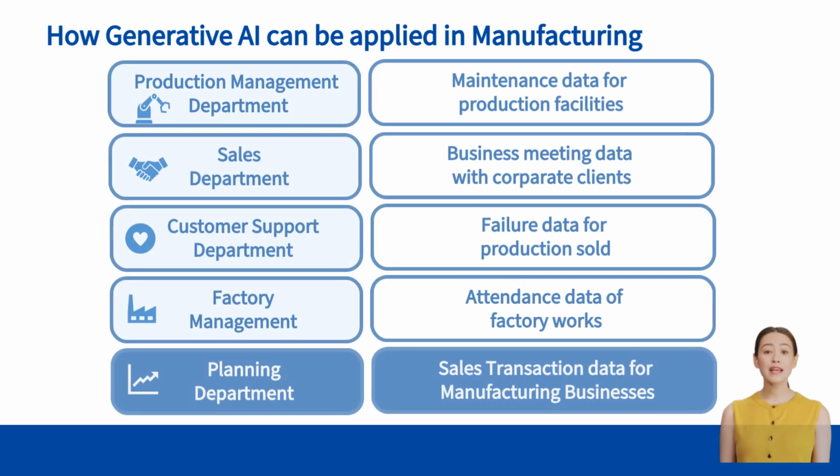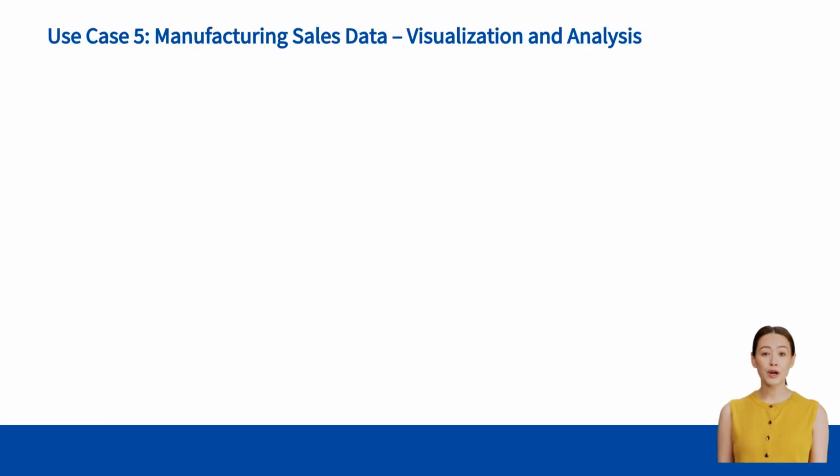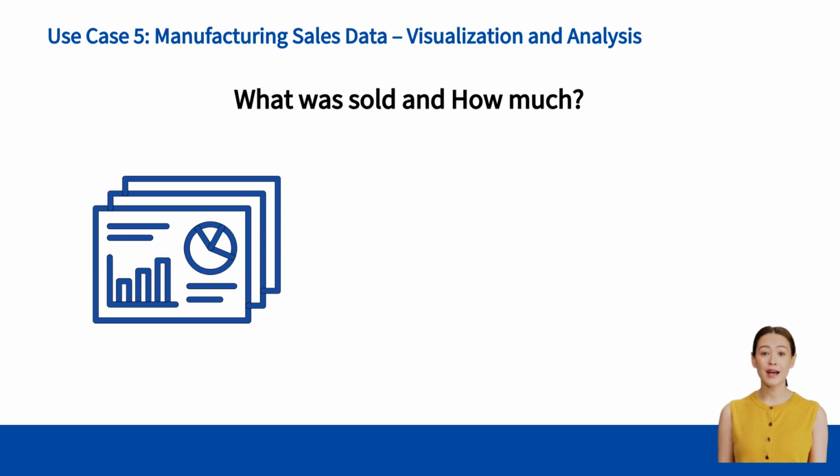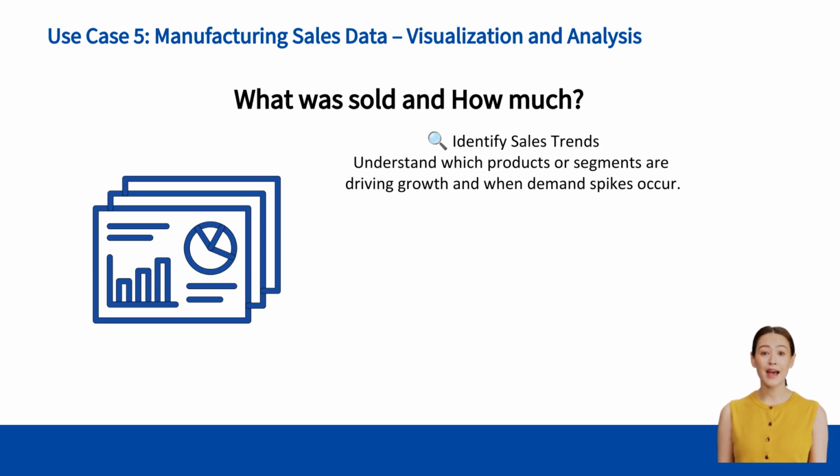Now, let's take a look at how teams and planning departments can use past sales data more effectively. We start with a basic but important question: what was sold and how much? Using this transactional data as input, generative AI can help identify trends and generate actionable business insights.